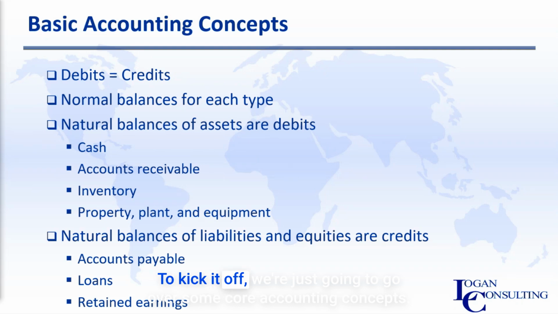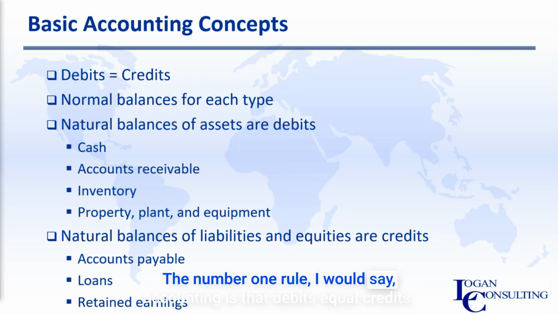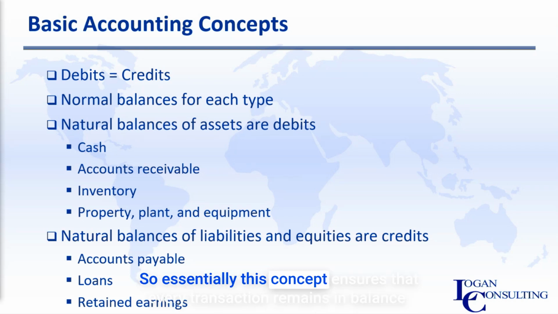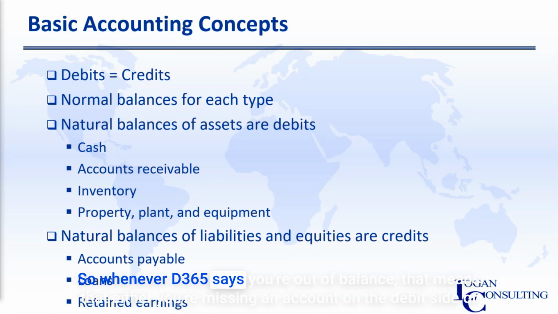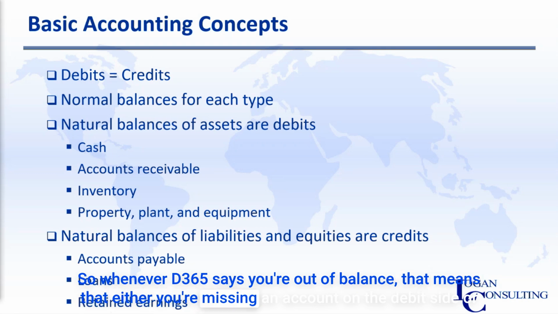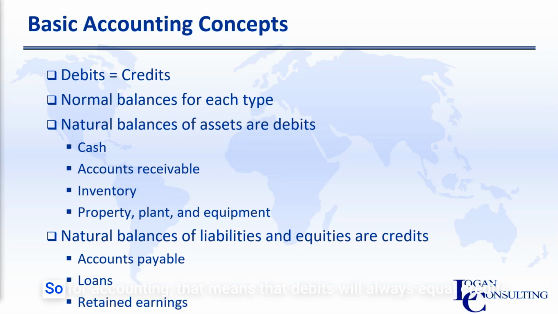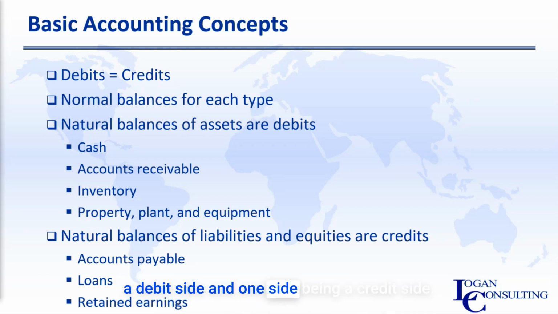To kick it off, we're going to go over some core accounting concepts. The number one rule in accounting is that debits equal credits. This concept ensures that every transaction remains in balance. Whenever D365 says you're out of balance, that means either you're missing an account on the debit side or you're missing an account on the credit side, because D365 does not allow you to post an out of balance transaction. So debits will always equal credits. It means that there are always at least two sides to every financial transaction, one side being a debit and one side being a credit.